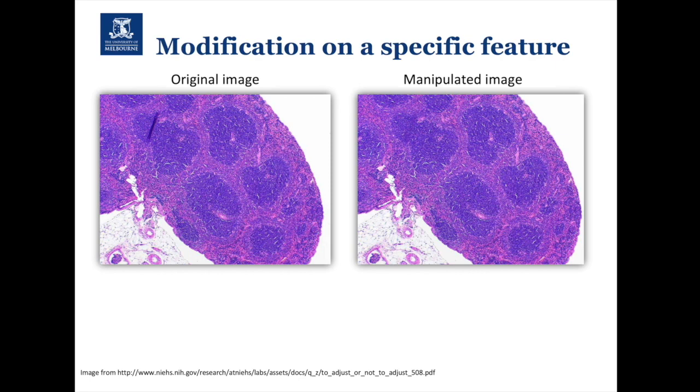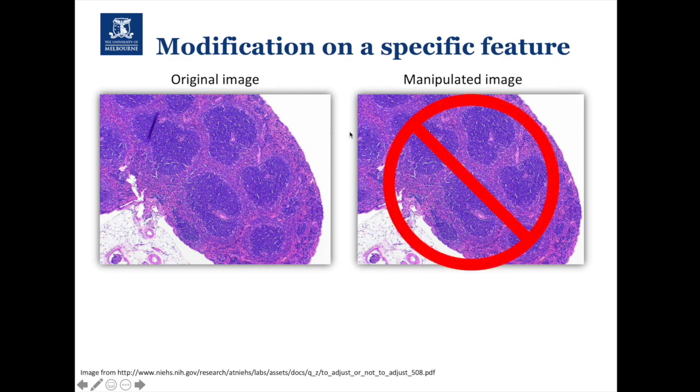Next one is modification on a specific feature. In this case, we've got a fold up here in the left-hand corner on the image, and that's been taken out in the manipulated image. So again, not ethical. We're making a change to a specific feature within the image.